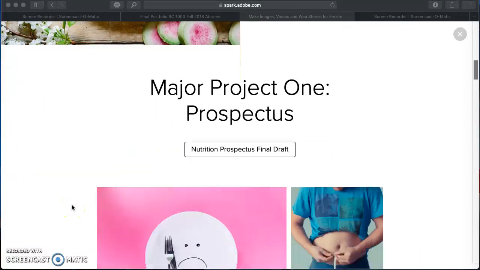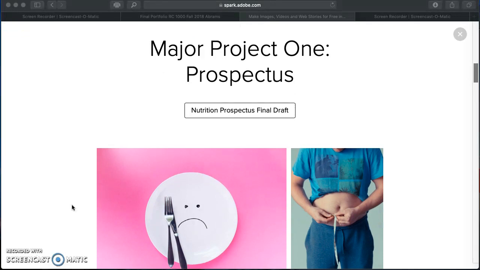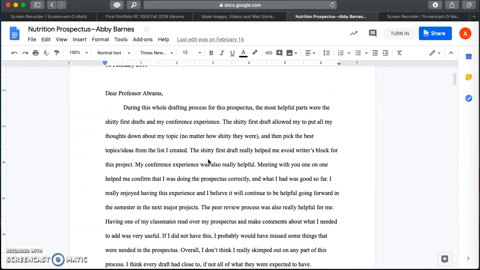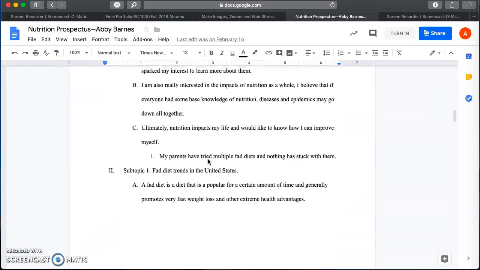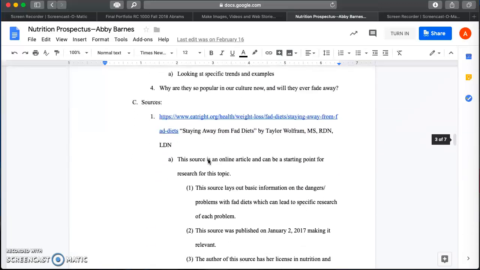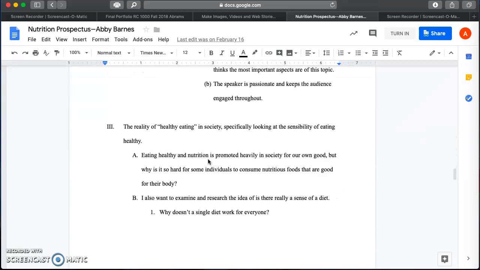So, the first project I put in here was Major Project 1, the prospectus. My prospectus focused on different subtopics that I wanted to explore this semester. So those subtopics ranged from fad diet trends in the United States. My second one was the reality of healthy eating in the society.